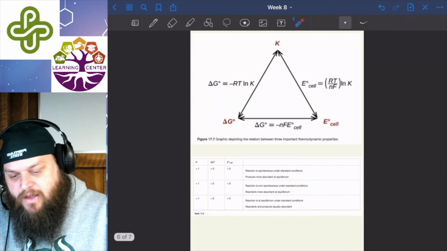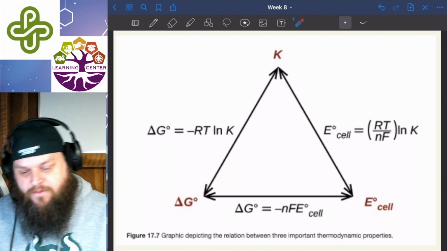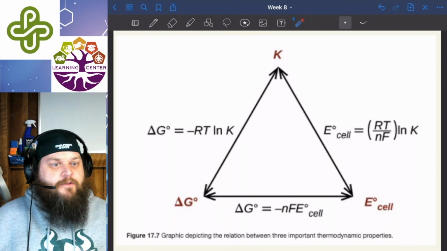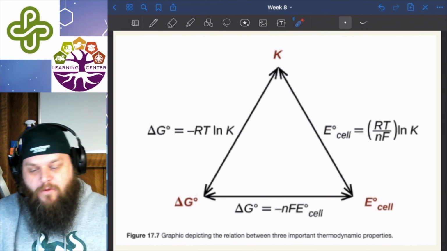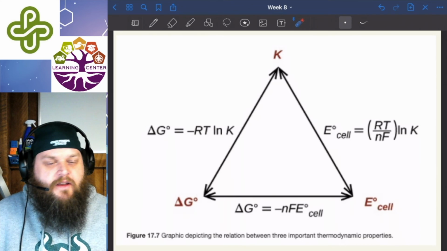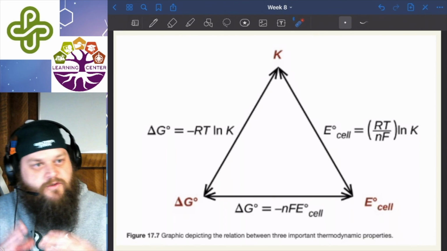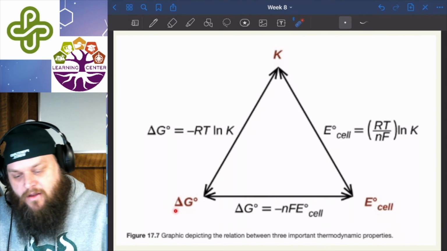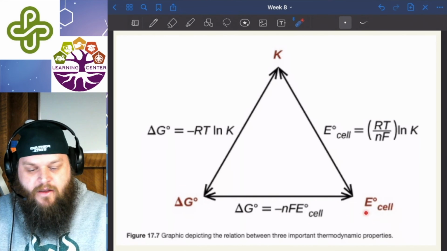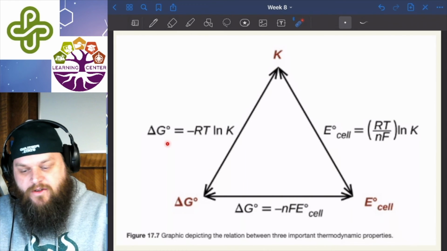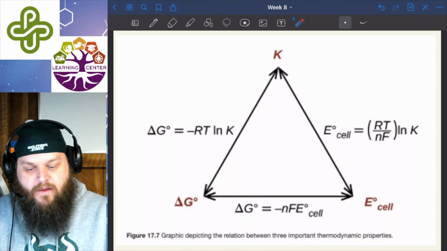And the textbook had this nice triangle. I love this triangle. I shared with you the pH square before, where you could go back and forth between pH and concentration and pKa and other things. This is similar, but it's more of a triangle. It's that relationship between your Gibbs free energy, the electric potential of a cell, and your K value, and the equations you would use to convert back and forth between them.